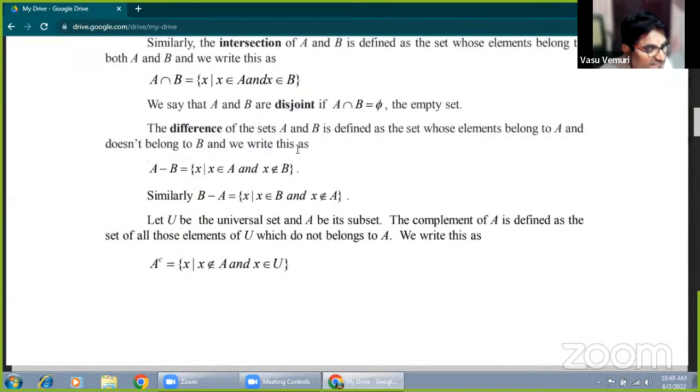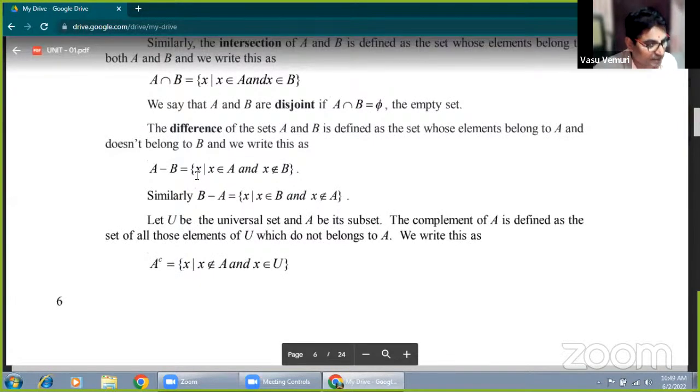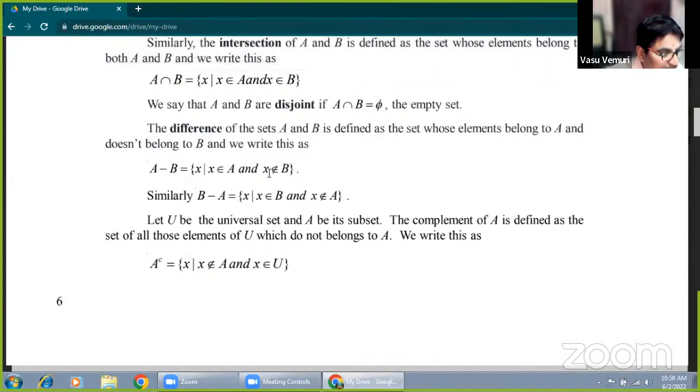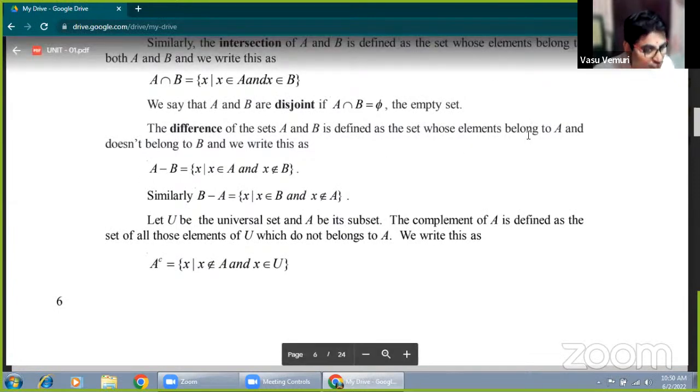Okay. What is the difference of sets? Here it is A minus B, because these are elements given in A but not in B. Here x belongs to A, but x is not in B. That is called A minus B. The difference of any two sets is denoted as A minus B, the set whose elements belong to A and do not belong to B.